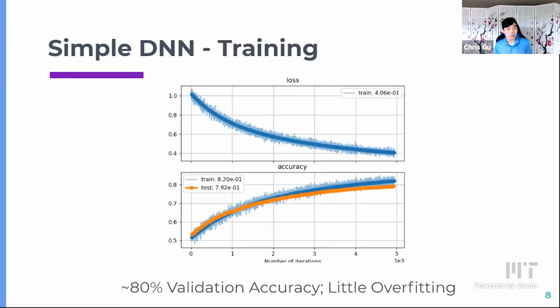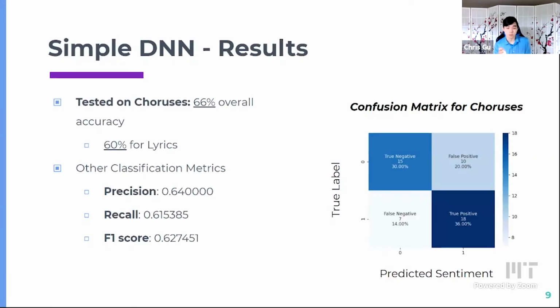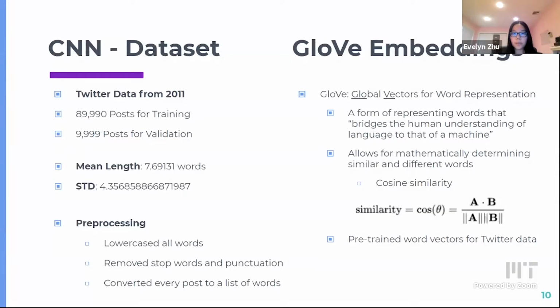Through our training, we end up with a strong validation accuracy towards the end, and there's a little bit of overfitting because the training curve minutely eclipses the testing curve. For results, the DNN achieved a decent accuracy when the song's choruses were used to classify. Through the confusion matrix, we can see that the classification was pretty even, and other classification metrics are listed as well. The second model we created was a convolutional neural network, or a CNN.